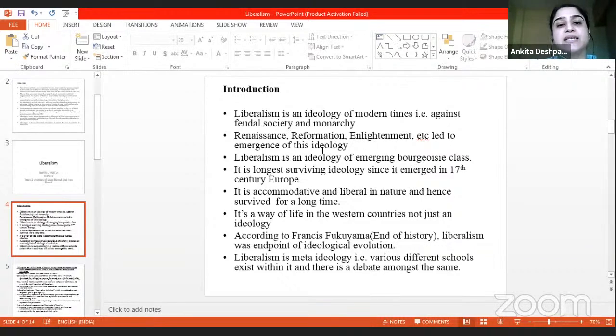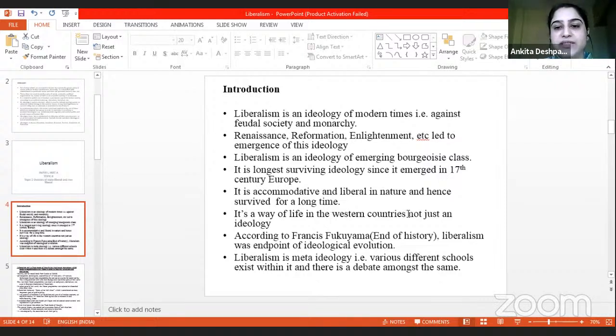So liberalism as an ideology belongs to the emerging bourgeois class. It is the longest serving ideology since its emergence in 17th century Europe. It is accommodative, liberal in nature, and hence it has survived for a long time. You will see why it is accommodative. There is classical liberalism, modern liberalism, then neoliberalism. That's the reason why it is said to be accommodative and liberal in nature. It accepts the changes that take place. Hence, it has survived for a long period of time.